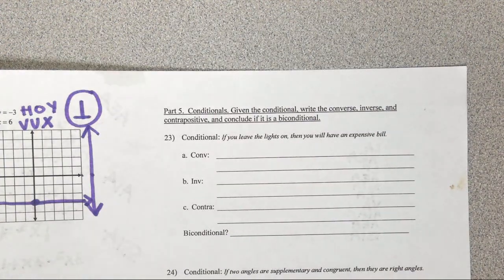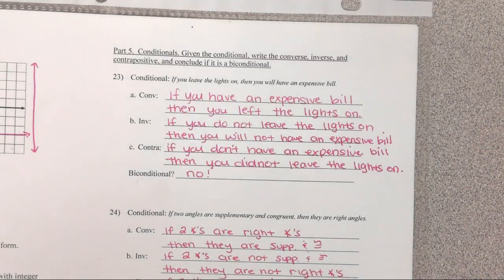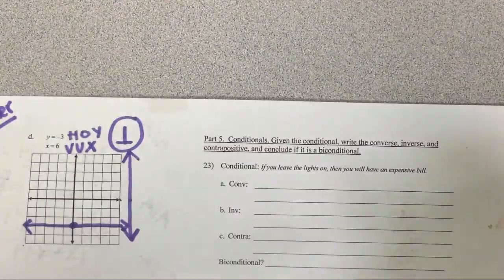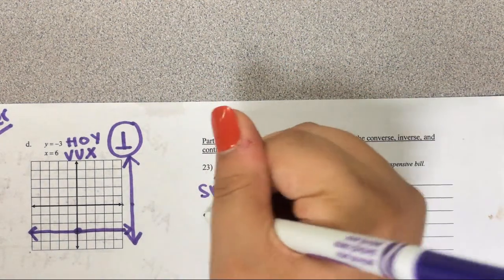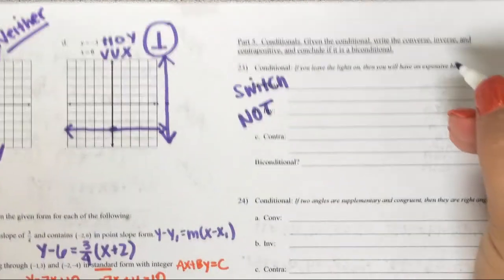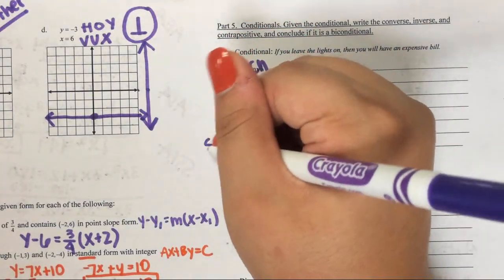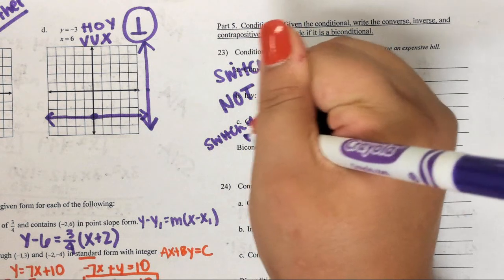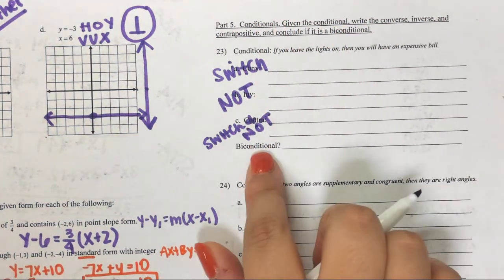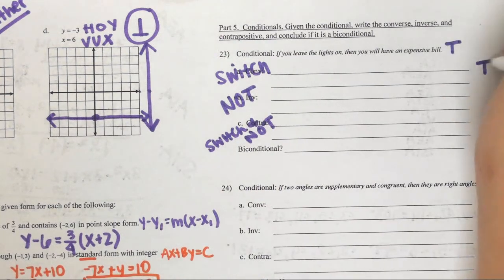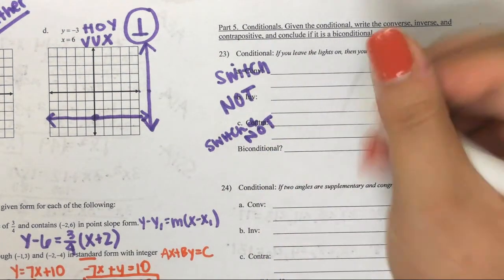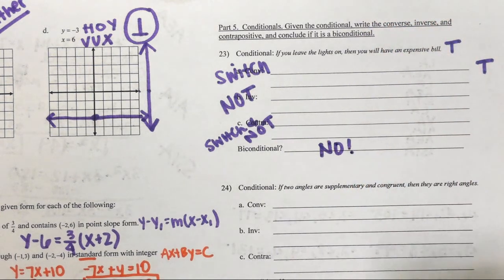All right, these last ones, I'm not going to really go over exactly all the answers. I'm going to show you my key. But remember, converse, well, let me just show you this real quick. Converse means to switch. Inverse means adding not. And contrapositive is switch and not. The biconditional is if the converse, if this is true and this is true, then it's a biconditional. So for this first one, that's a no.